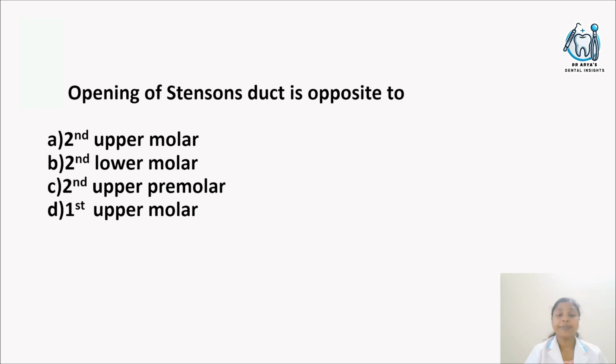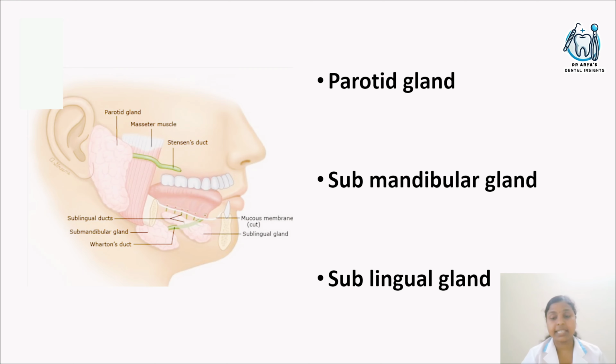Next question: the opening of Stenson's duct is opposite to. Is it the upper second molar, lower second molar, upper second premolar, or upper first molar? So what is Stenson's duct? Stenson's duct is the duct for the parotid gland. This is the Stenson's duct.